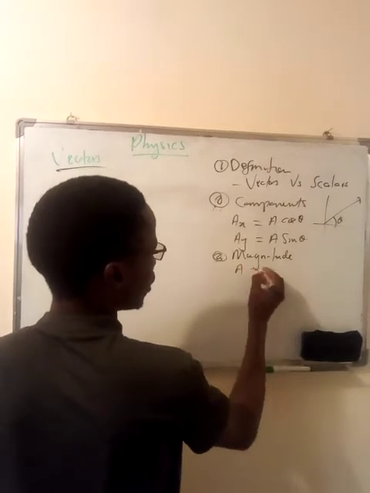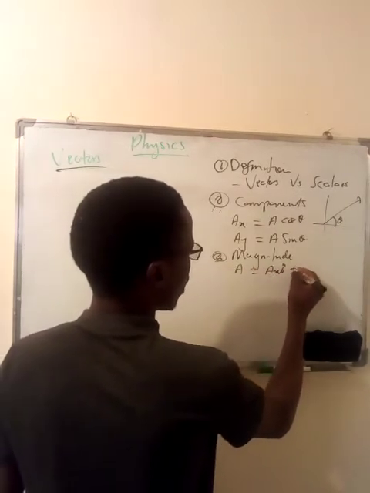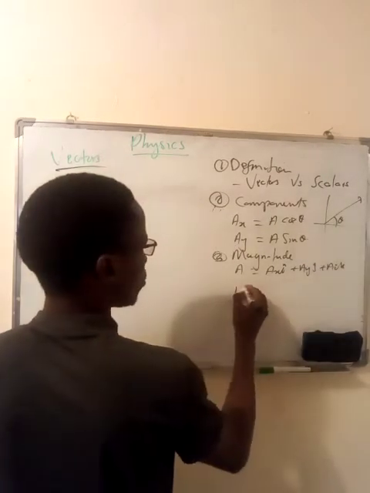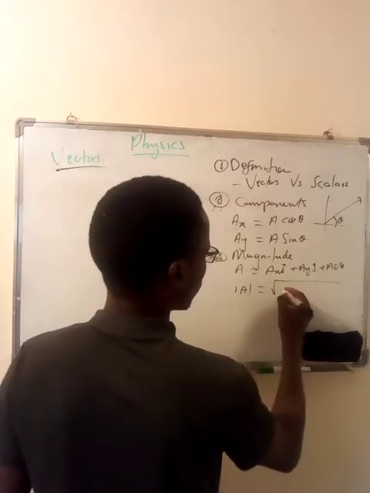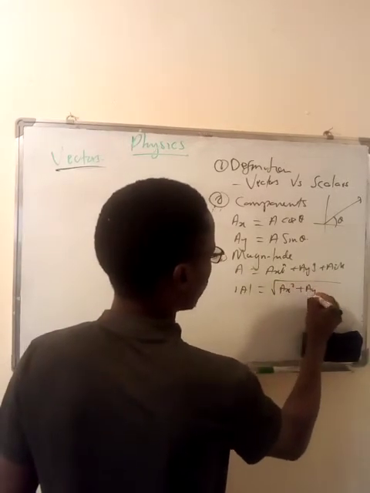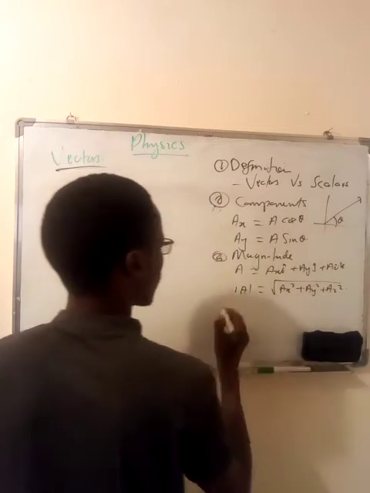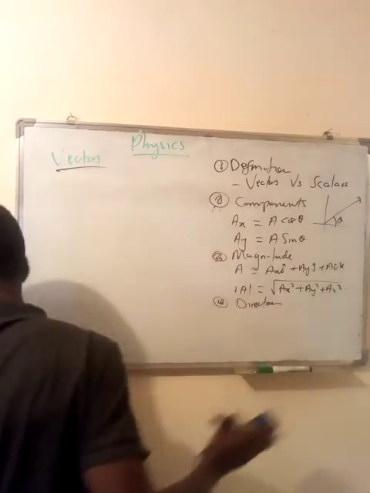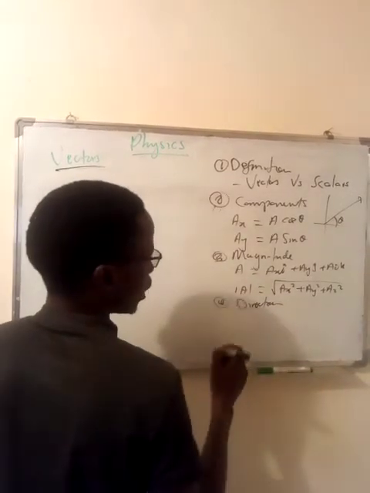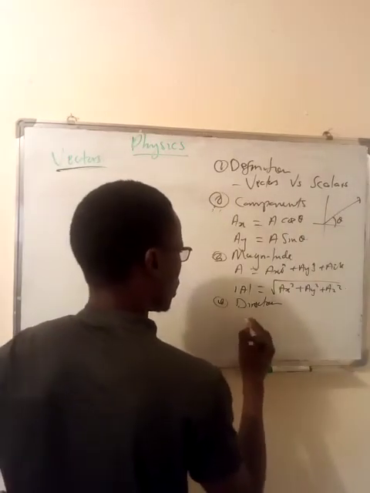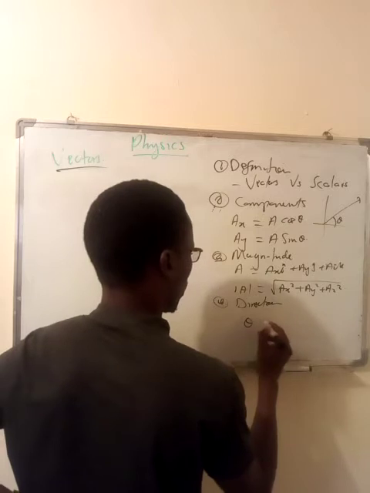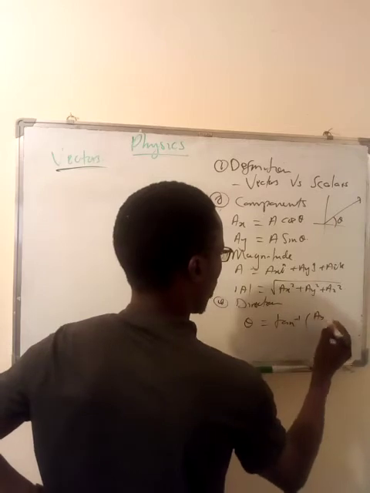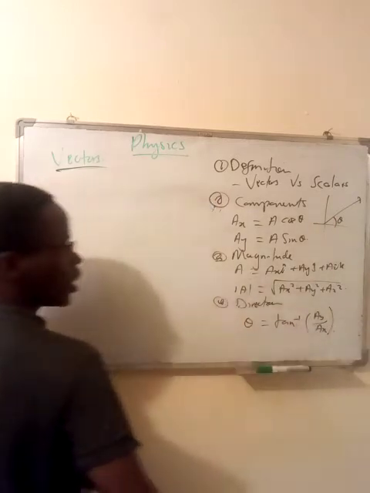So given that the vector A is equal to AX i plus AY j plus AZ k, we said that the magnitude of the vector A is equal to the root of AX squared plus AY squared plus AZ squared. Then number four, we looked at the direction of a vector. Here we said that if that is our vector, then theta, which is our direction, is equal to tan inverse of AY over AX.